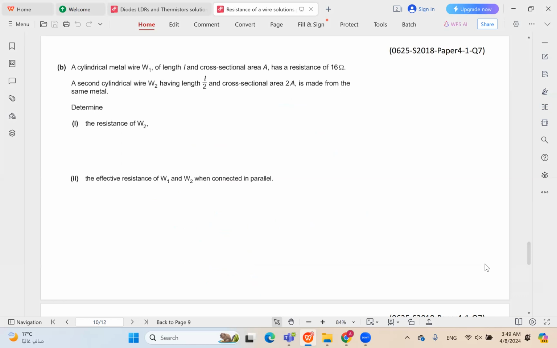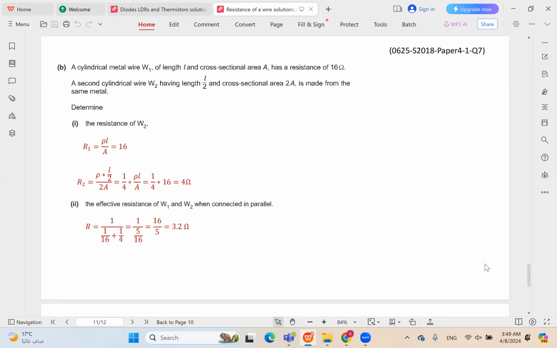A cylindrical metal wire, W1 of length L and cross-sectional area A has a resistance of 16 ohms. A second cylindrical wire, W2, having length L over 2 and cross-sectional area 2A, is made from the same metal. Determine the resistance of W2. So again, since they're made of the same metal, therefore they have the same value of rho. So rho is the same in both cases. The L becomes L over 2, and the area becomes 2A. And we just take the numbers out.